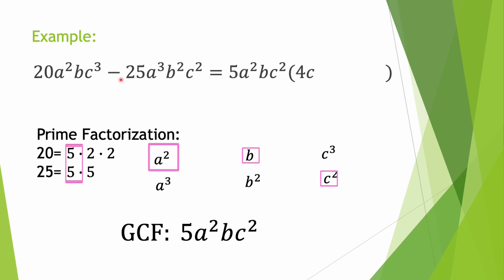Then, proceed tayo dito sa ating second term. So, negative 25 divided by 5, that is 5. Then, we have a cubed divided by a squared, that is a. B squared divided by b is b. Then, c squared divided by c squared is equal to 1. So, cancel out na natin yon. Okay? So, therefore, ang ating factors ngayon ay 5a squared b squared times the quantity 4c minus 5ab. Let us have more example.